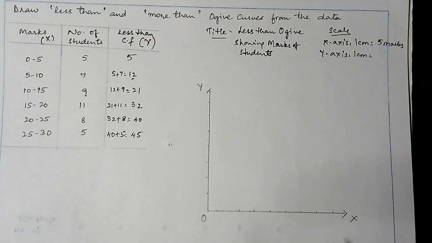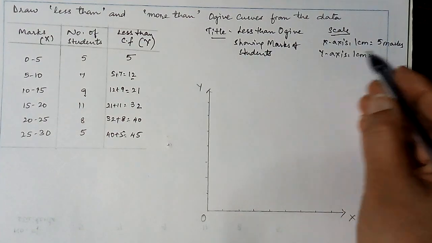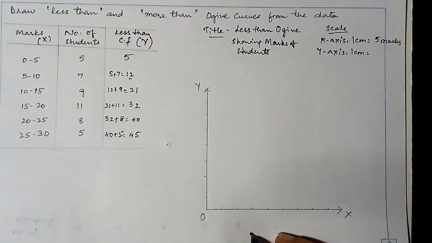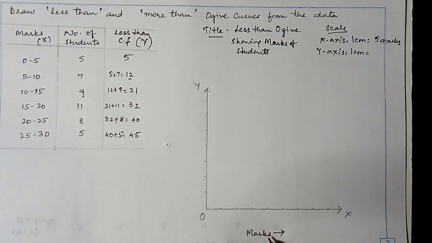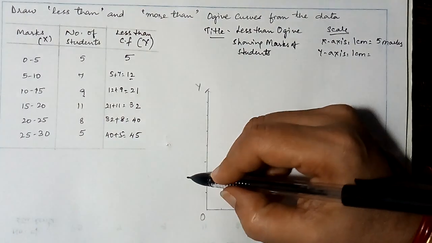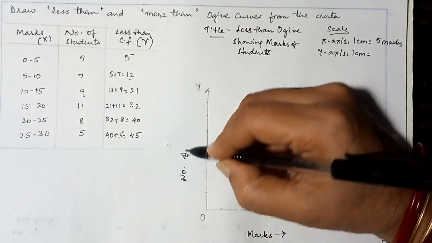So here we have the x-axis and the y-axis. On the x-axis we will mark the marks of the students, and on the y-axis we will mark the number of students. So we write here number of students.